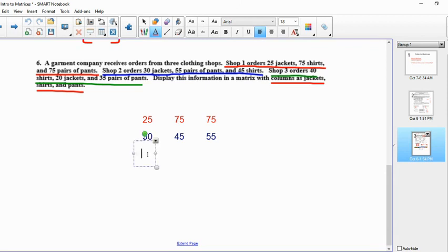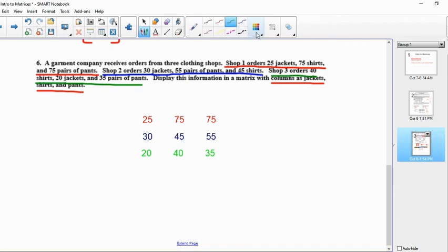Let's put them in the right order. Jackets go first. There's 20 of them. Shirts go next. There's 40 of those. Pants go last. There's 35 of those. When you're done, make sure you put brackets around your matrix. It would look something like this. And then you have your matrix.